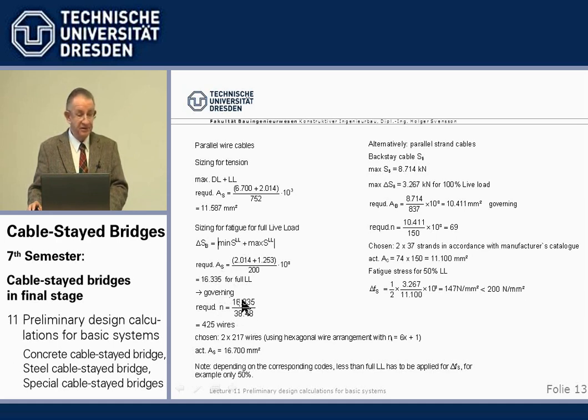Now, if we have the 16,000 something square millimeters required, we divide by the area of one 7 millimeter wire, and we need 425. Okay, and we have with the wires a little special thing that we use them in a hexagonal arrangement, in 6 steps, 6, 12, 18, plus 1 in the center. So the number is always 6x plus 1. Okay, and for this, we would then get a certain amount of wires.